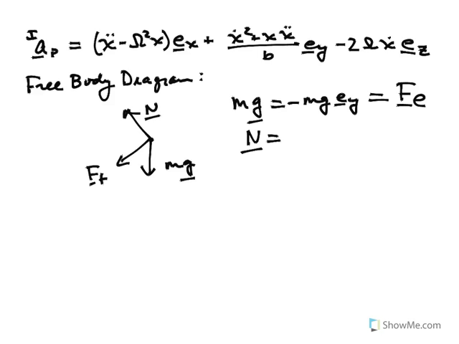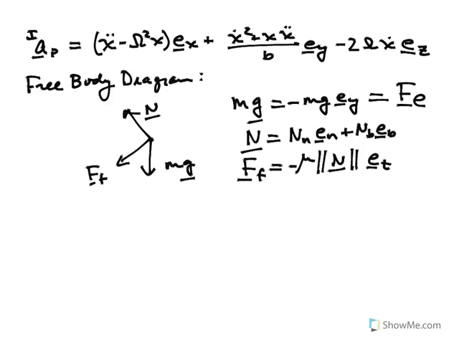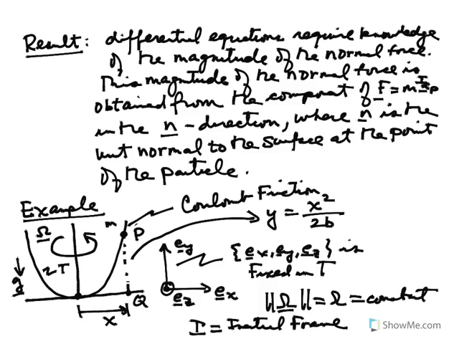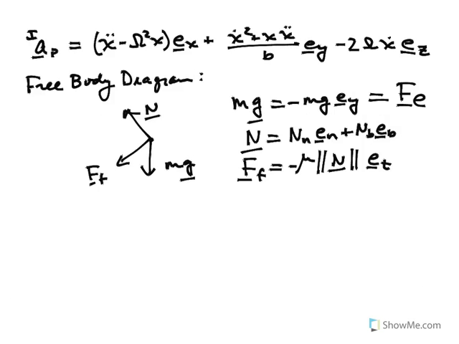N, because we're dealing with a curve, has the form n sub n En plus n sub b Eb, and as a result, that's the model for the normal force. And then the friction force is equal to minus mu times the magnitude of the normal times the tangent vector. So now let's look and see what happens here. The tangent direction is the direction that is tangent to the curve. It's not tangent in the inertial frame. It's tangent to the curve.